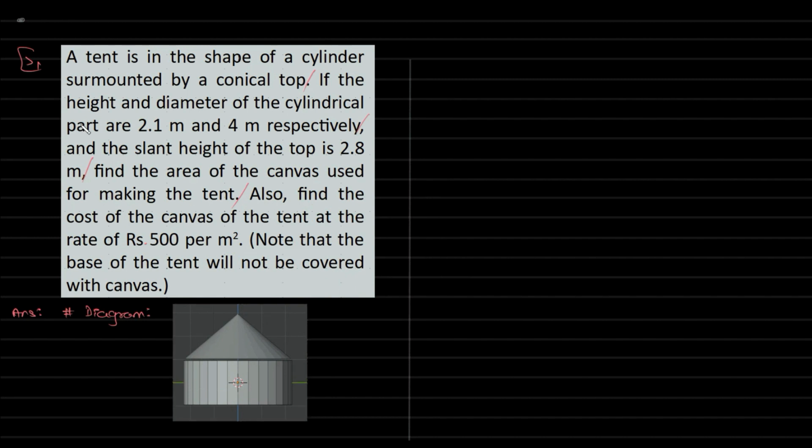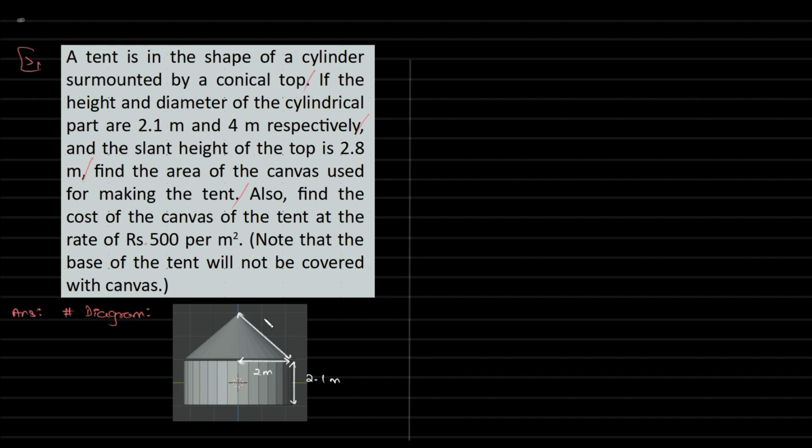Okay, now all we have to do is mark. So we'll begin with height. Okay, height is the first thing. 2.1 meter, and diameter is 4 meter. So I'll just mark the radius. You know me, I go with what is required. So 2 meter. Slant height is 2.8. So this is 2.8. So everything is given.